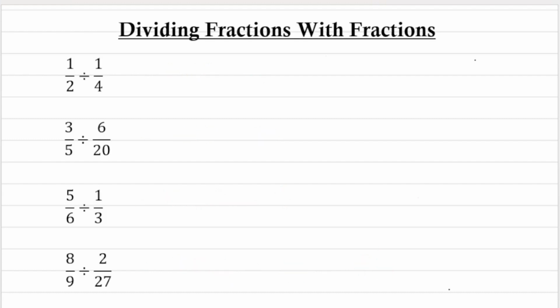Dividing fractions with the fractions. Now when both our quantities are fractions, the rules remain the same. Keep, change, flip. So keep the first fraction as it is, change division to multiply, and take the reciprocal of 1/4. And what's that? It's 4 over 1. Now this becomes 4, and 2 times 1 is 2, and my answer is 2.